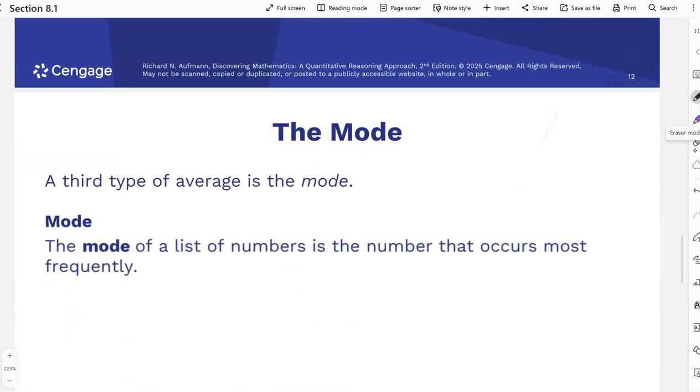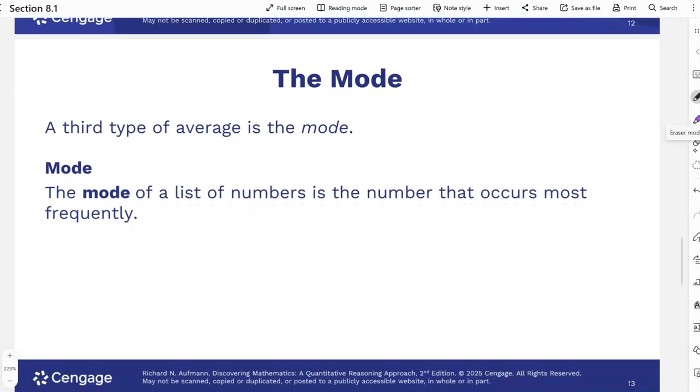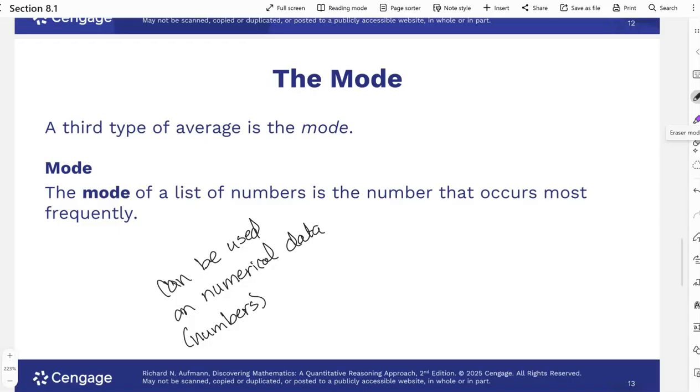Let's talk about the mode. The mode is the value that occurs most often. What's interesting with the mode is that we can use this on data that's numbers, and we can use it on data that's not numbers, so categories. So we can use it on what's called numerical data, and categorical data.